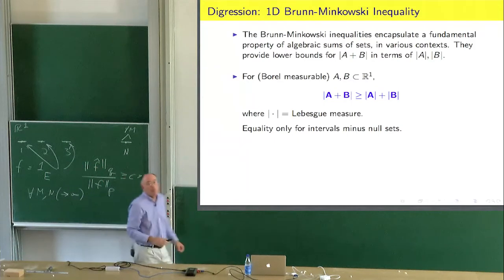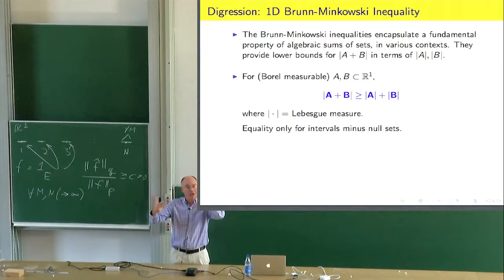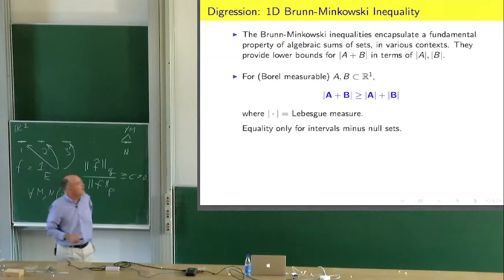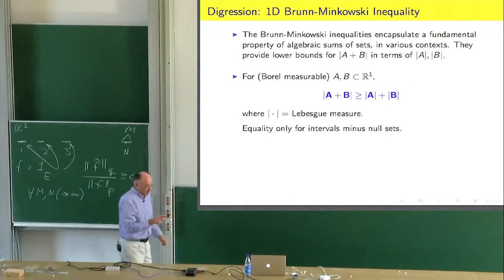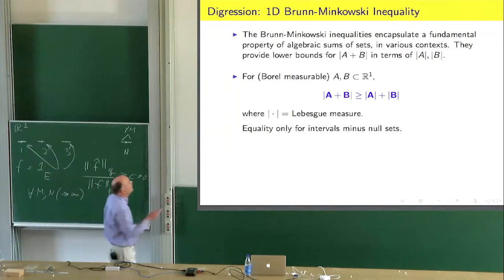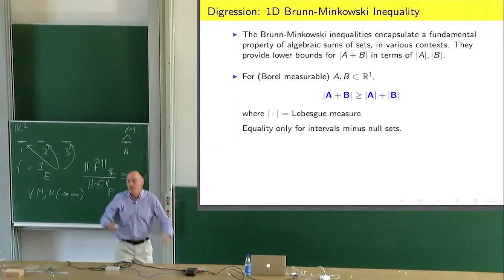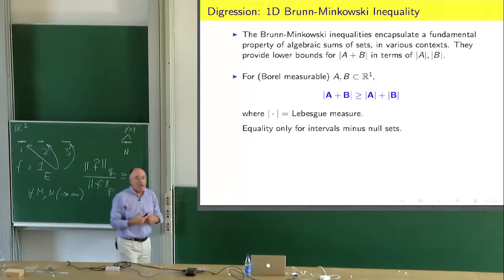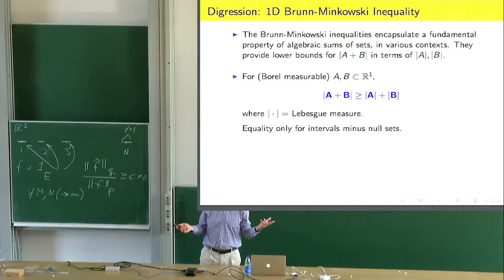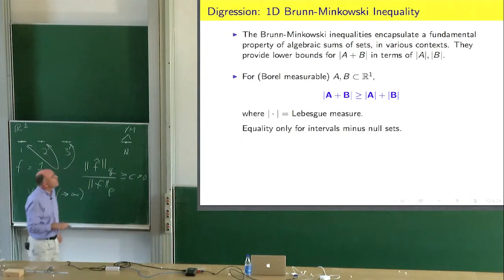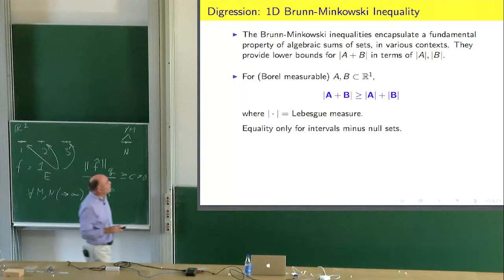Okay? Now, of course, it can be much larger. We know that if you add two Cantor sets which are appropriately constructed, they can each have measure 0, and yet the sum can fill out a whole interval. So there's certainly no upper bound on the measure of a sumset in terms of the measures of the summands. But there is this nice lower bound. Equality is attained for intervals. If you add two intervals, the lengths are the measures, and the lengths obviously add. And equality is not attained in any other cases except when you modify by null sets. Okay, so that's the one-dimensional Brunn-Minkowski inequality.